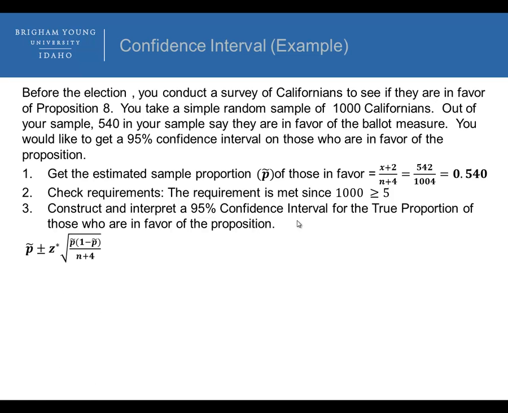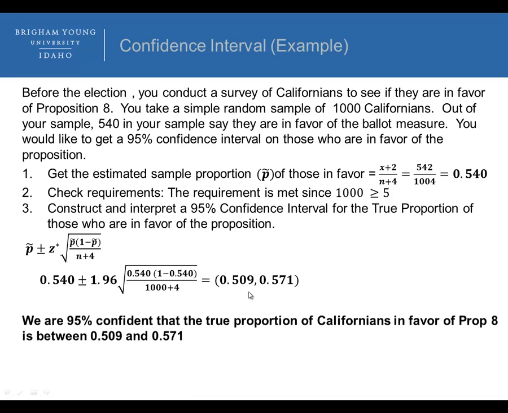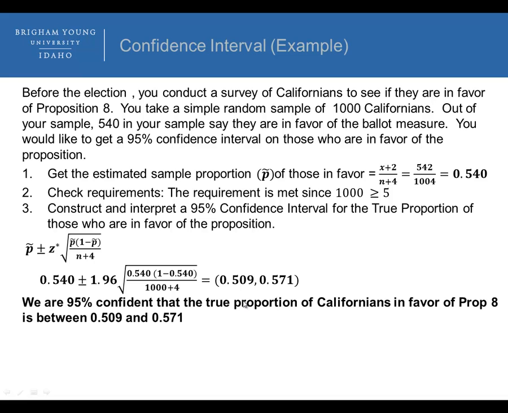So to construct and interpret a 95% confidence interval for the true proportion of those in favor of the proposition, here's the formula. We take p tilde, which is 0.540, plus or minus, since we're doing a 95% confidence interval, a critical value of 1.96, times the square root of p tilde, which is 0.540, times 1 minus p tilde, which is 1 minus 0.540, divided by n plus 4, which is 1,004, 1,000 plus 4. When we add and subtract this from our point estimate, we get our confidence interval. And so we say that we are 95% confident that the true proportion of Californians in favor of Prop 8 is between 0.509 and 0.571.